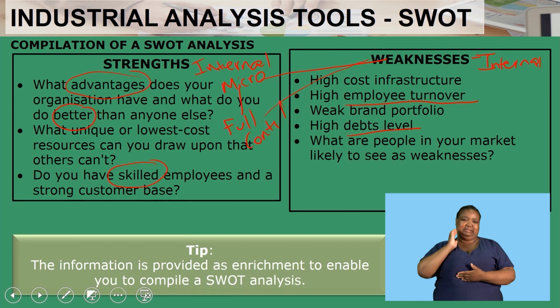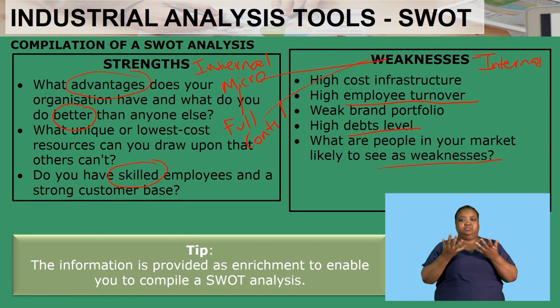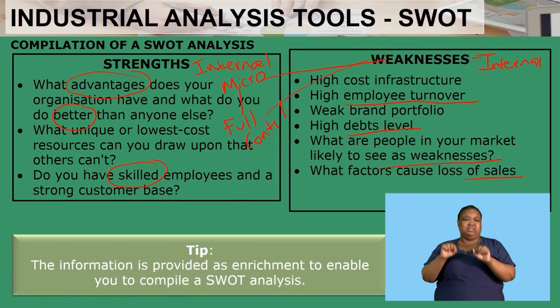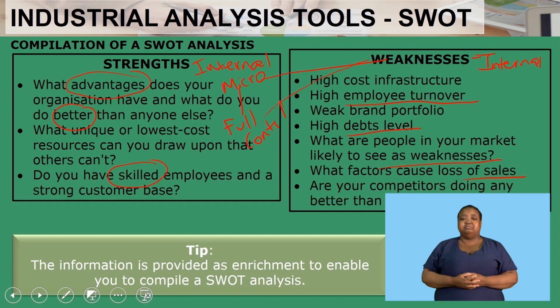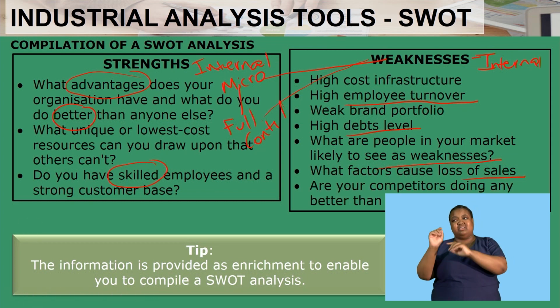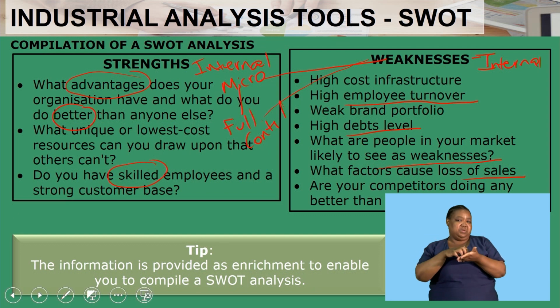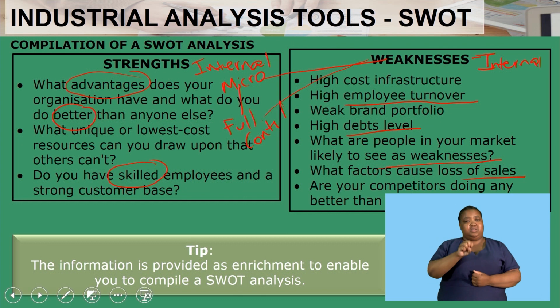What are people in your market likely to see as a weakness? So what do the customers see from us as a weakness? Maybe the long queues. What factors cause loss of sale? Maybe poor customer service that we are offering in our business. Are your competitors doing anything better than you? Maybe. That is regarded as a weakness. So this is weakness under SWOT analysis.